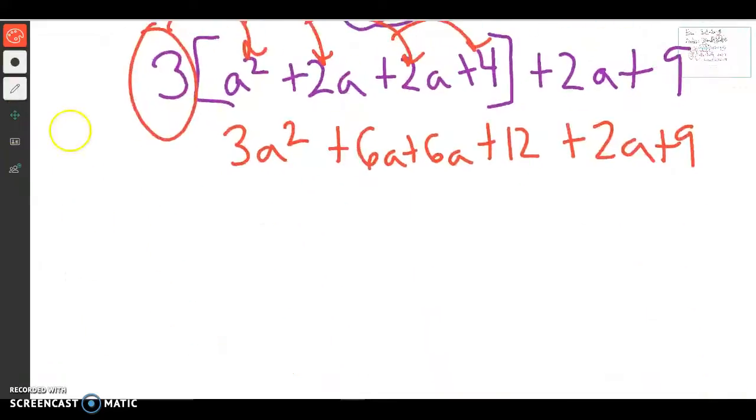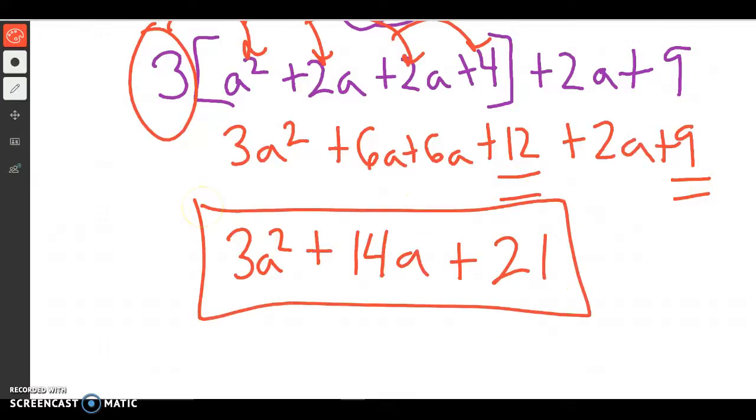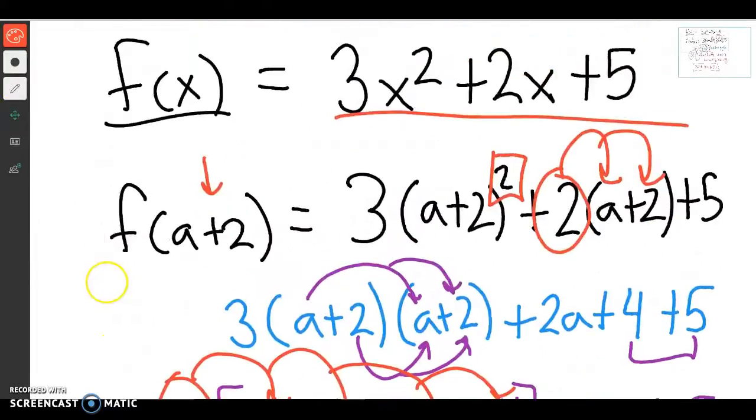And then my very, very last thing when I simplify everything is I will combine all the a's, which I'll have 14 a's. I'll have 3a squared, and I'll have 12 and 9, which would give me 21. So that's how I would evaluate an equation or evaluate a function when I was given variables. One more thing we're going to go over, which is piecewise functions.